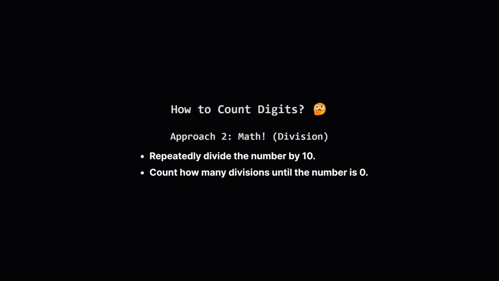How many times did we divide? 4 times. And guess what? 7,896 has 4 digits. So we can just keep dividing the number by 10 and count how many divisions it takes until the number becomes 0. That count is the number of digits.